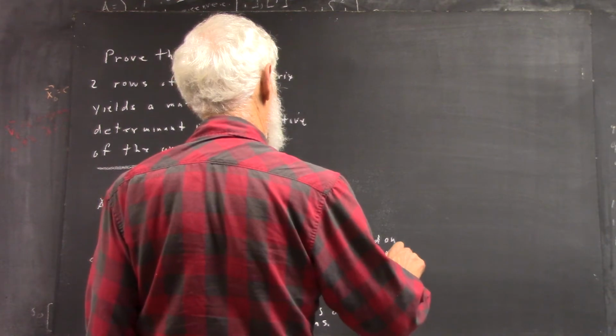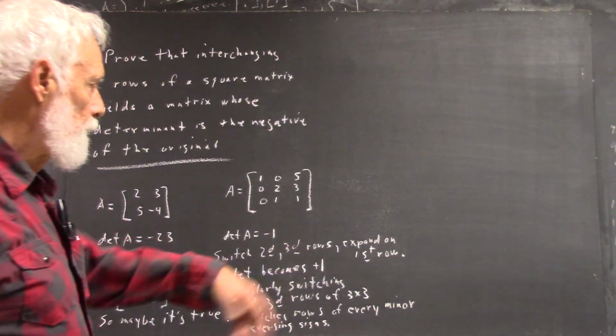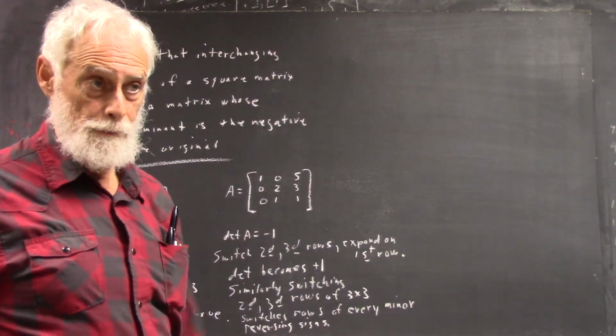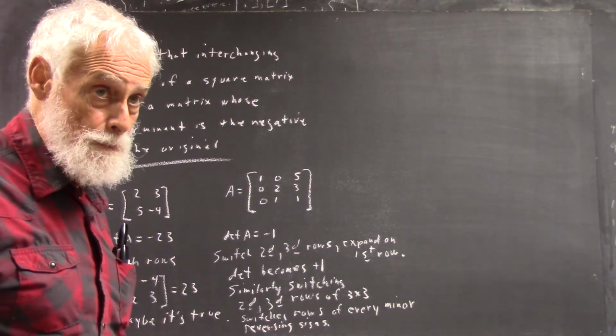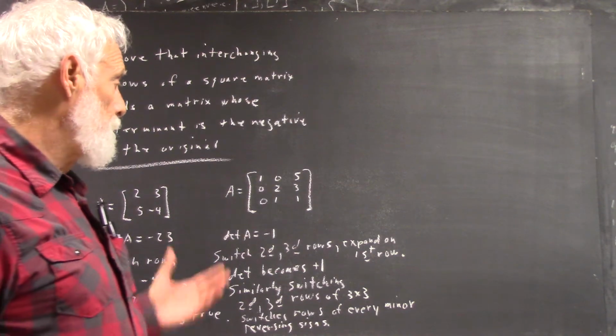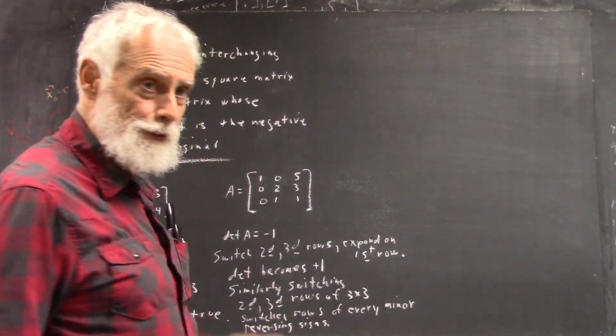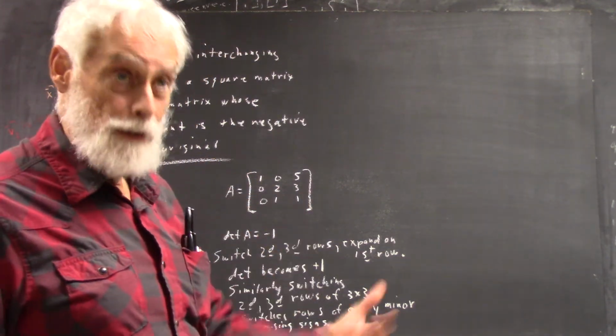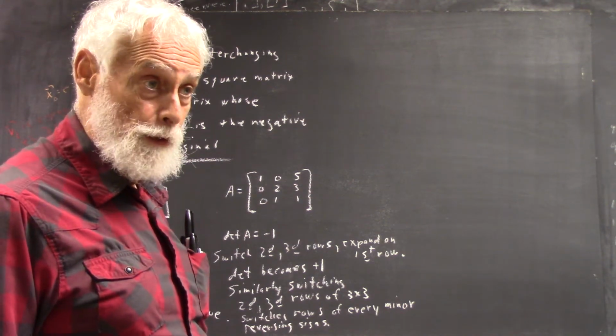Now I'll say, we're going to switch the second and third rows and expand on the first row. Okay? Make sense? Because if we don't expand on the first row, then what happens to the minors down here doesn't have as direct an influence, right? Okay?